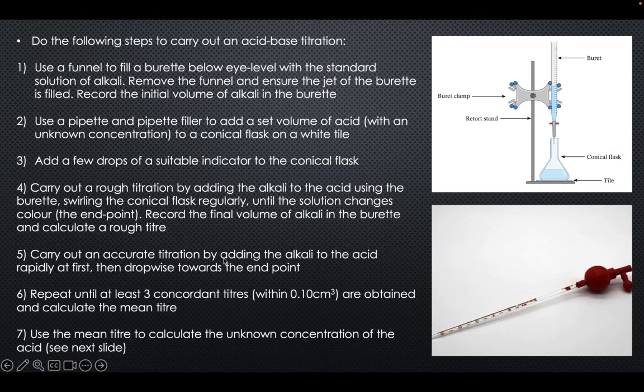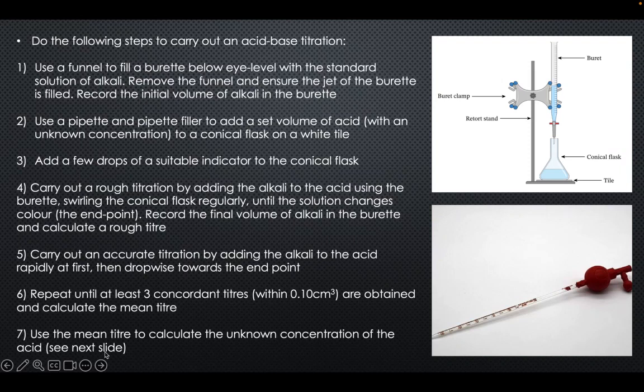Then we carry out an accurate titration. So we do step 4, but we're going to add drop-wise towards the endpoint. Around 2 centimeters cubed from the endpoint, we're going to start adding it drop-wise. The purpose of the rough titration was to determine around where the endpoint would be. Step 6 is we're going to repeat until at least 3 concordant titres are obtained, and we're going to calculate the mean titre. What concordant means is usually within 0.1 centimeters cubed of each other.